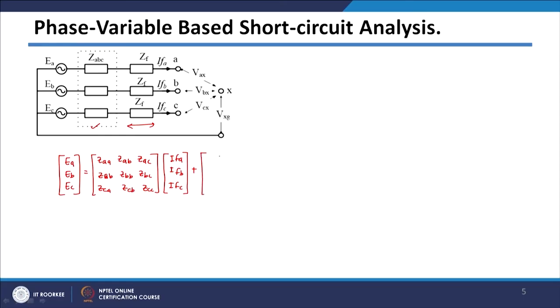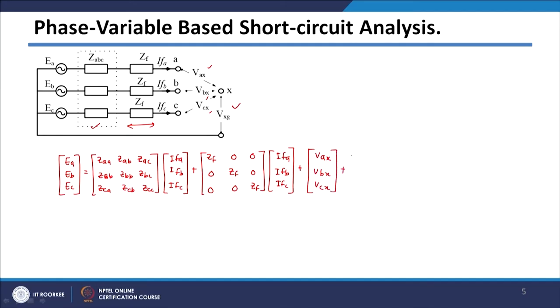but the fault impedances will not be mutually coupled with each other. So, they will be just diagonal entries, the fault impedances ZF, and this will again get multiplied with the fault currents, plus this voltage drop, that is VAX, VBX and VCX. So, it will be VAX, VBX and VCX plus this drop which is VXG, which is getting added in all 3 phases, which is the zero sequence drop, basically VXG, VXG, VXG.